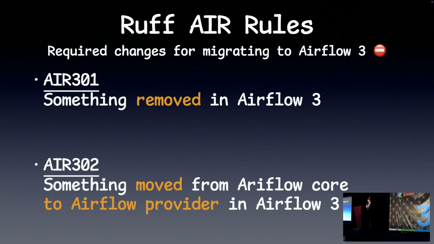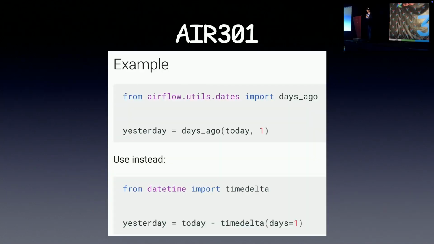Then let's go to the migration rules. For 301 and 302, they are required changes, because if there's a warning in your DAGs, that means your DAG cannot run in Airflow 3. So 301 is something removed, or renamed, or moved to somewhere else in Airflow 3. And 302 are the ones that move from Airflow core to Airflow provider. So you probably need to install a standard provider other than just Airflow to use the original feature. And let's take a look.